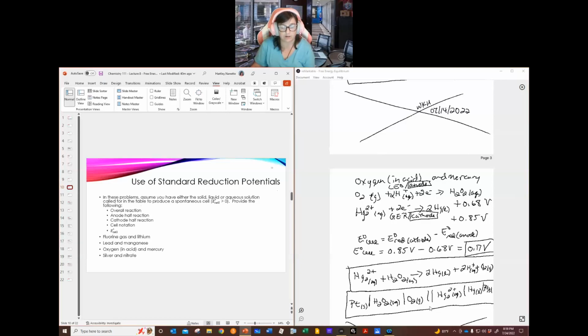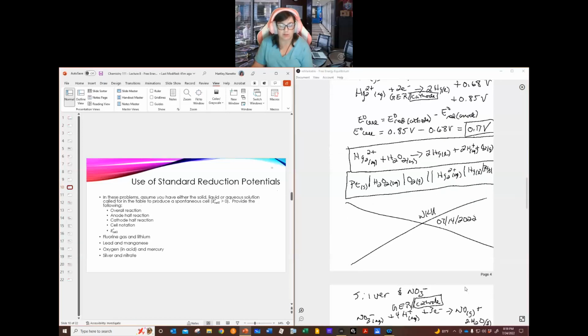The other half, the other cell, is going to be my Hg2 2+ aqueous going to 2Hg liquid. That's not a solid, so I need my platinum solid electrode to make this work again. I have to have a solid present to make this work. So I have platinum on both sides of these, and I have H2O2 going to O2 and Hg2 2+ going to Hg liquid. Okay? Questions, comments, problems about that?